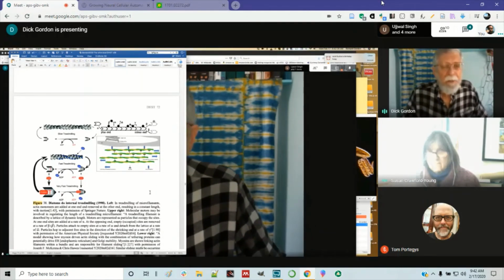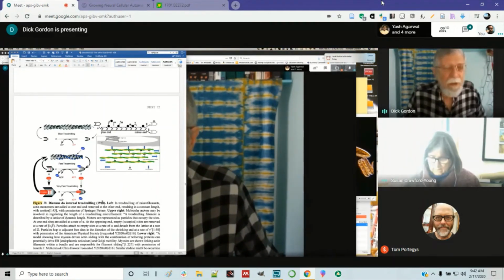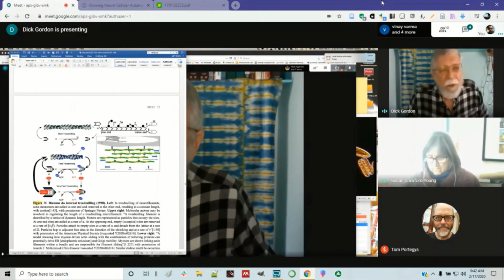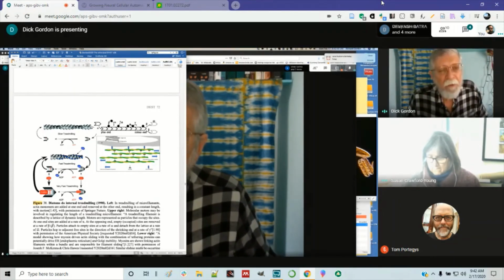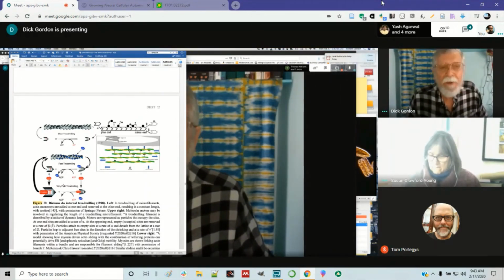Okay, another possibility is treadmilling. Now, treadmilling, this idea came up in 1998. Treadmilling is a weird idea. You've got a long molecule, and what happens is monomers are added at one end and taken off the other end, so that the whole thing is continuously moving as this process occurs. Okay, here's a chemical model for slow, fast treadmilling.